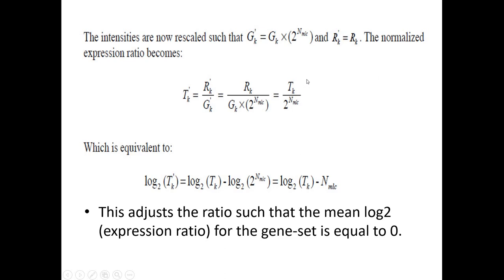Okay, so now the normalized ratio becomes like this, which is equivalent to, if we take the log values, we will apply log 2, then log 2 TK minus log 2 2 NMLC. So in place of N total, here it is 2 NMLC. This is the difference from the previous method. Now we can write it down like log 2 TK minus NMLC. So this adjusts the ratio such that the mean log 2 expression ratio for the gene set is equal to 0.